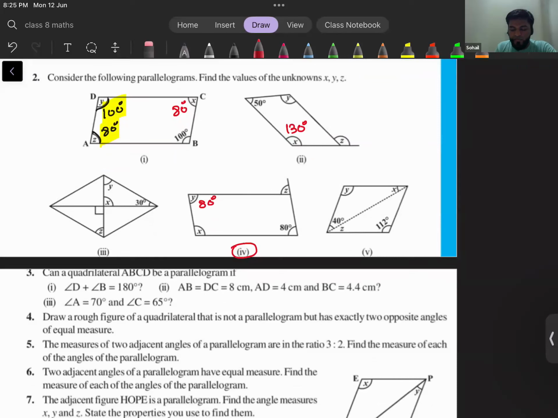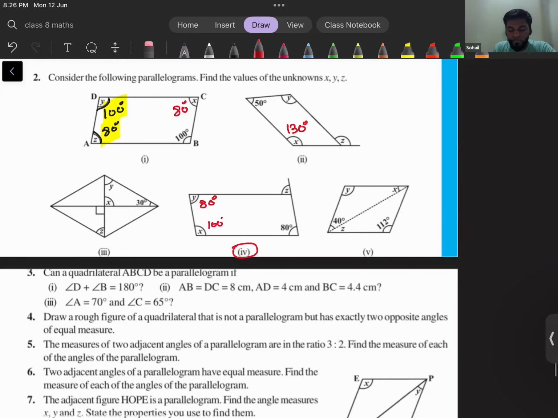Some of the questions are going to be left for you guys to solve as assignment. So we are looking at figure 4. What is the value of X in this one? The X will be 100 degree. Yes, Ahmed, what were you saying?